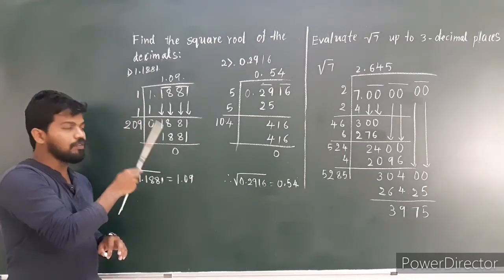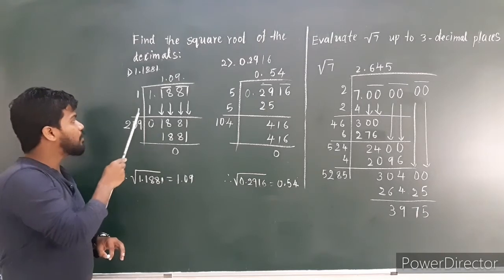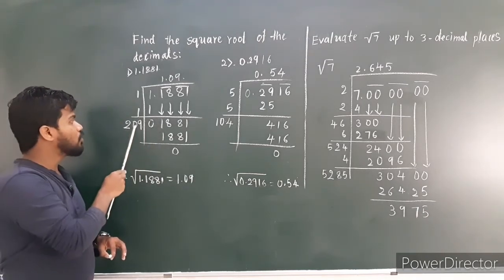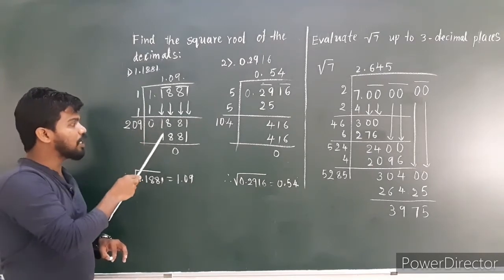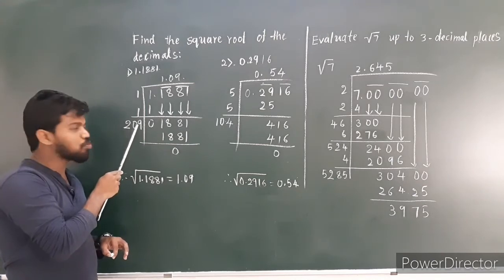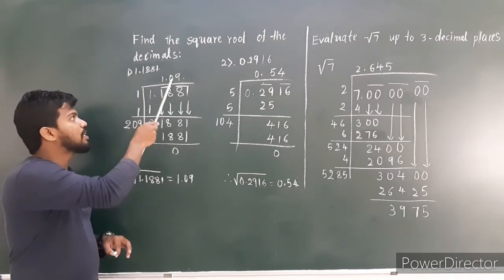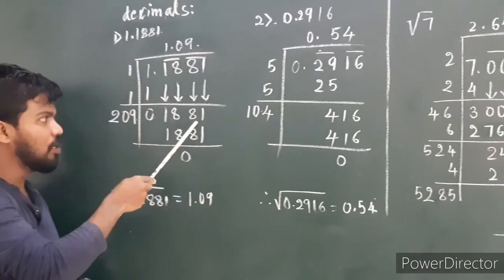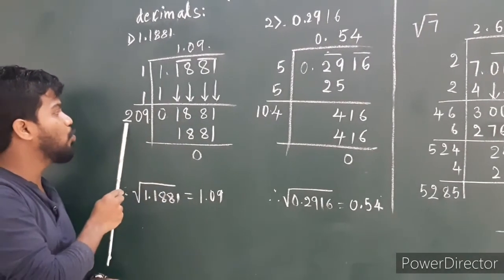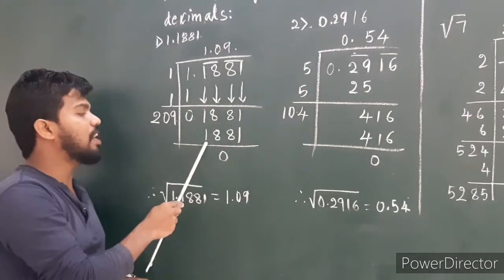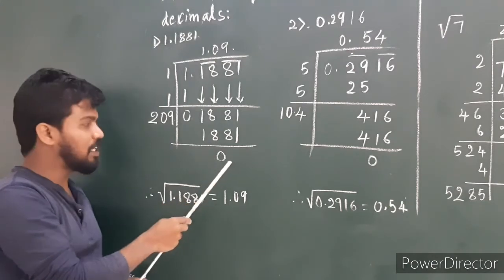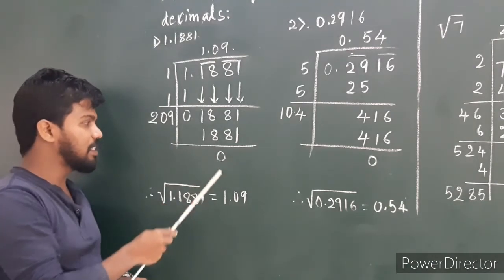Now we take 18. 1 plus 1 is 2. So 18 you have now. Suppose you put 121 into 1, you get 121, which is too big, so you take 0. 1 itself is small, so you take 0. The next two numbers you take, that is 81, so 1881. 209 into 9 you get 1881. You multiply and you get that. So the remainder you get is 0.